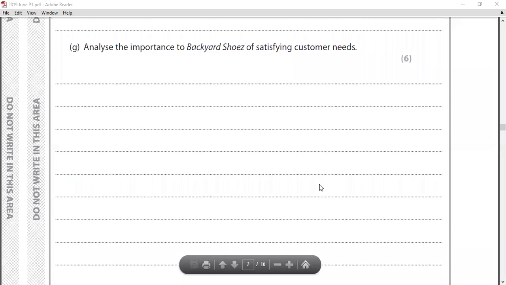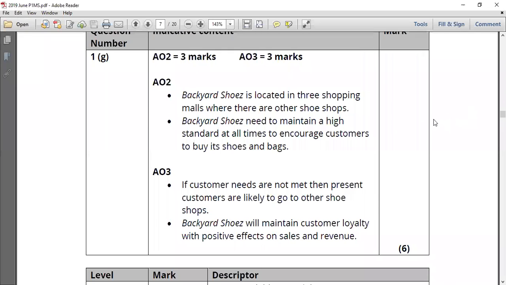What is the benefit of customer satisfaction? This is simply what they're asking. So for 6 marks we have to write 2 points, 2 paragraphs, like 2 BLT points, you can say. Backyard Shoes is located, this is a possible application point. They're located in 3 shopping malls, and there are other shoe shops also. It's convenient because of that.